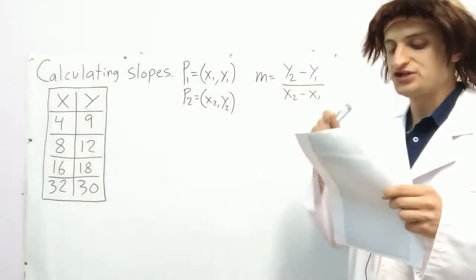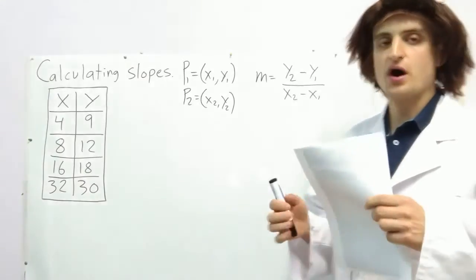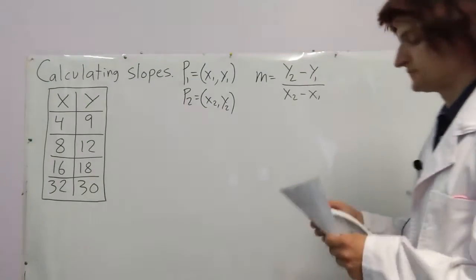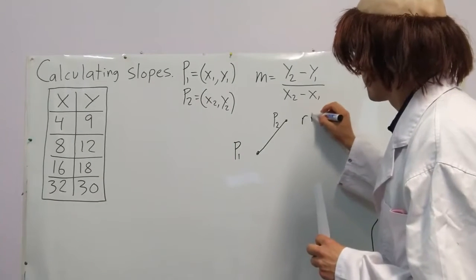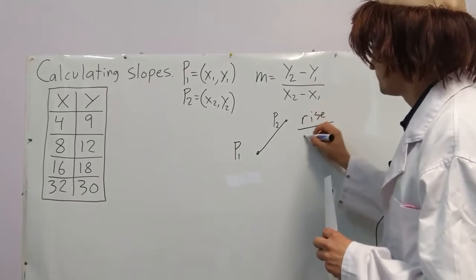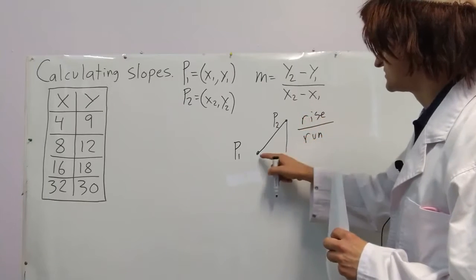Calculate the slope of each linear relationship using the formula. Show all of your work. The slope is rise over run. Rise divided by run. We can see what the rise is.